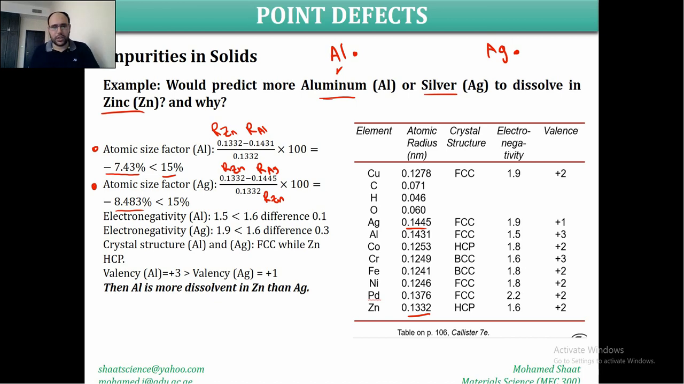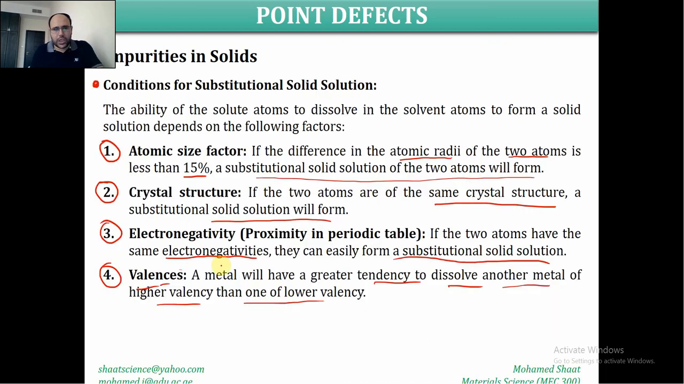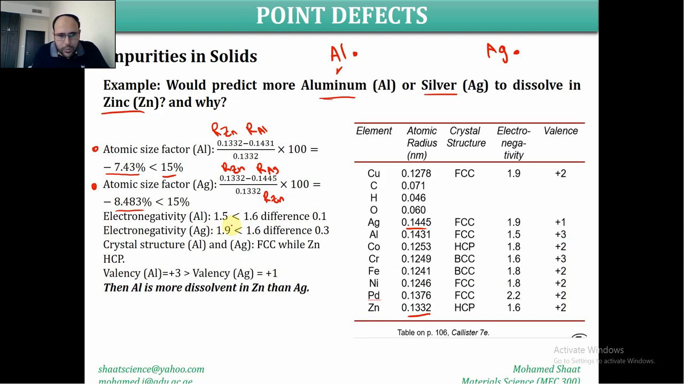This is only one condition. Then the second condition is the electronegativity. For example, the electronegativity of aluminum is 1.5. It is a number that will be given to you. The one for the zinc is 1.6. For the aluminum, it is 1.5. The difference is 0.1. The electronegativity of the silver is 1.9. It is higher than 1.6 for the zinc, and the difference is 0.3.